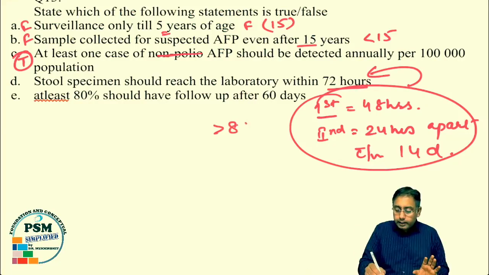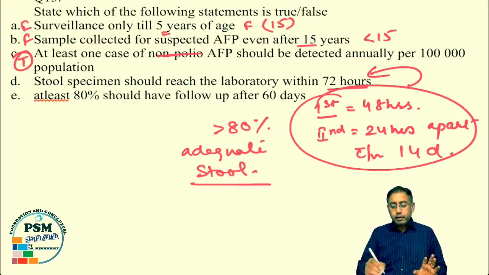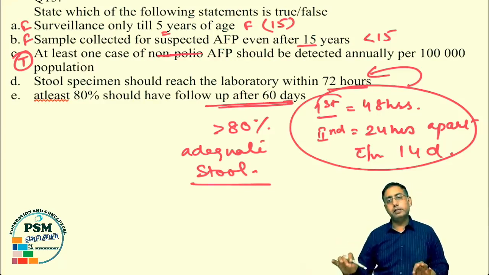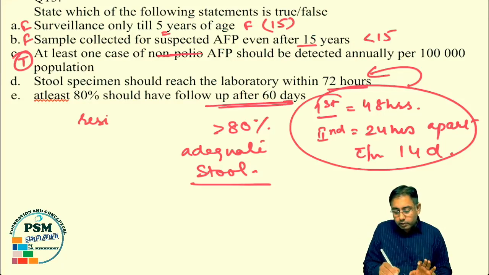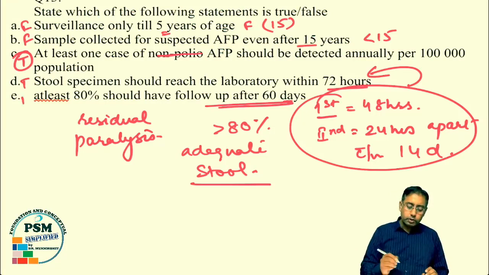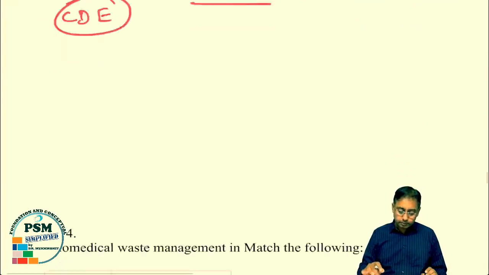There should be more than 80% adequate stool samples, and at least 80% should have the 60 days residual paralysis check done. So residual paralysis should be checked at the 60th day in more than 80% of the cases. That is the target. So all are true. I would like to mark C, D and E as my true options, and A and B are my false options in this question.